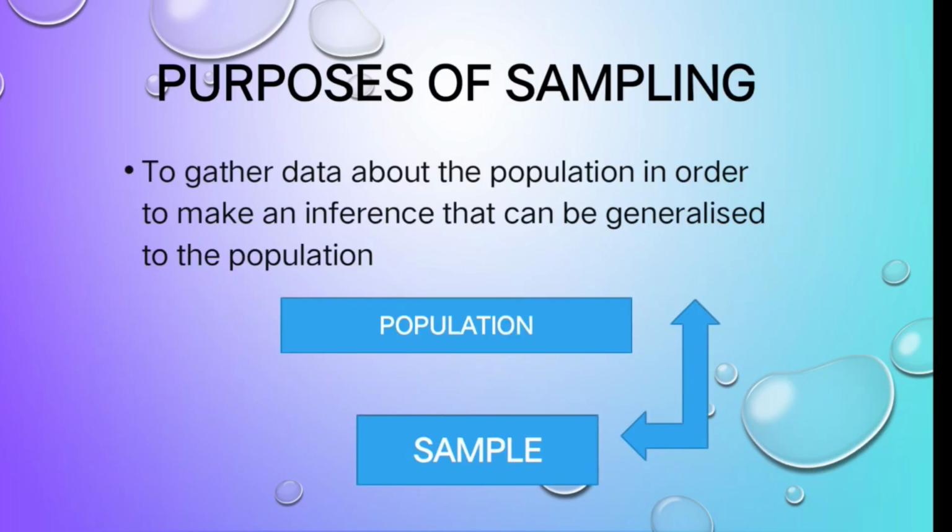Next is purposes: to gather data from the population in order to make an inference that can be generalized to the population. Here the sample is selected from the population. Maybe there are 1000, 100 or 1 lakh, a million people in the population. From that we select only a particular number of samples according to the need of the researcher, by employing some sampling techniques. So these are the main purposes of sampling.